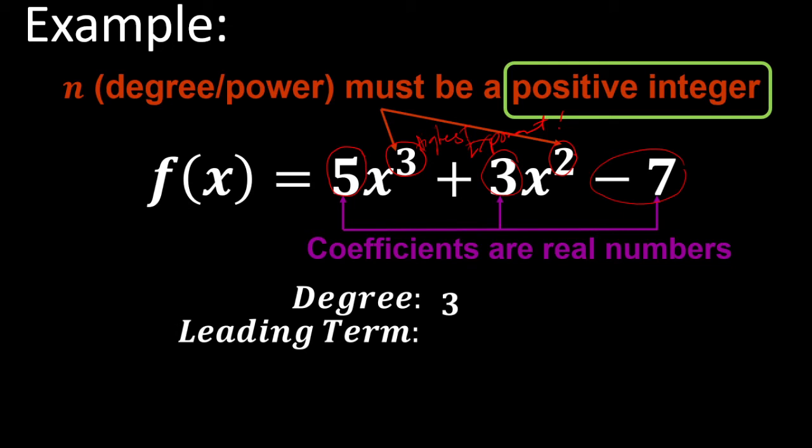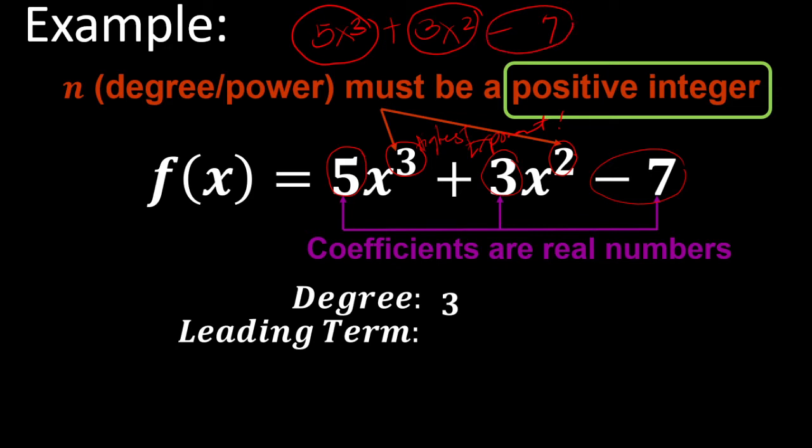Next, leading term. Say if you have 3 as a degree, how can we determine terms? Say if you have 5x cubed plus 3x squared minus 7. So this is the first term, this is the second term, and negative 7 is the third term. Correct? Now, in these terms, nasan yung may pinakamataas na exponent? This one, x cubed. Correct? Therefore, the leading term is 5x cubed.